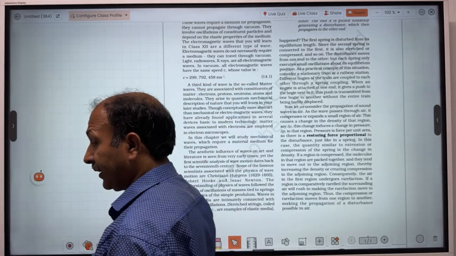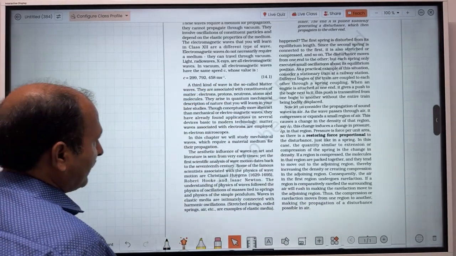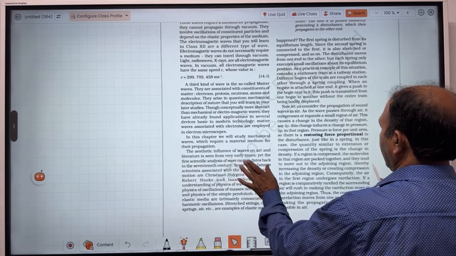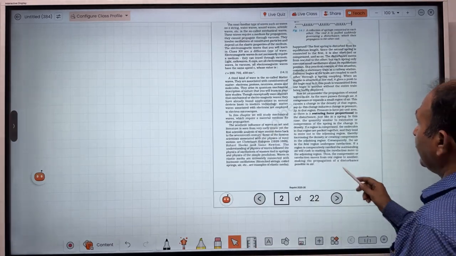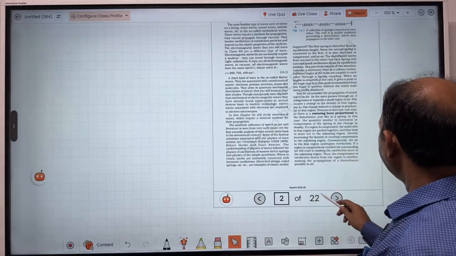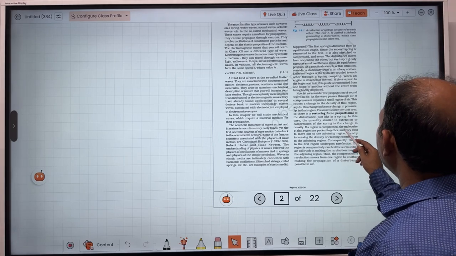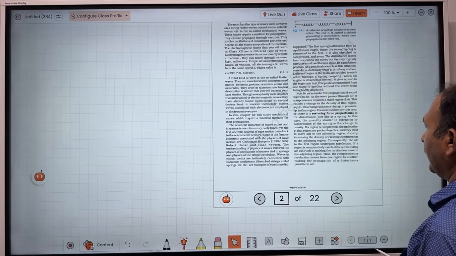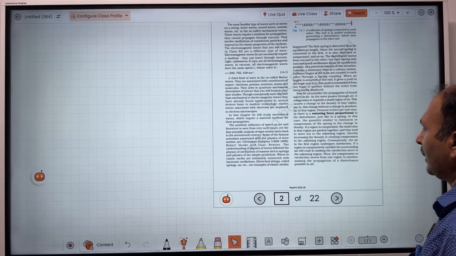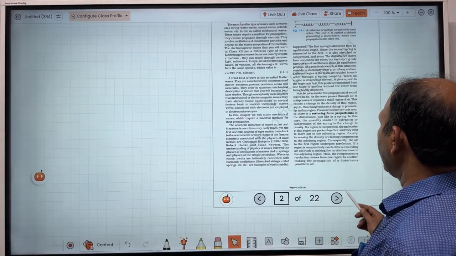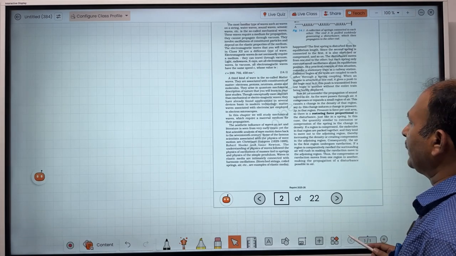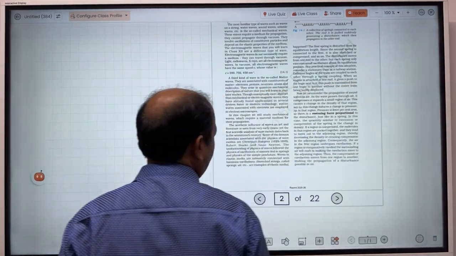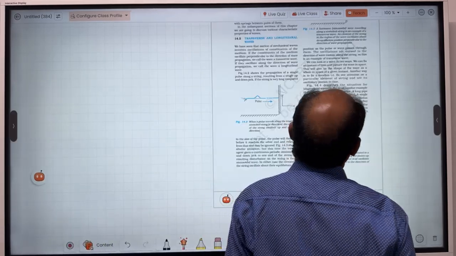Then if you remember, crest and trough in case of longitudinal waves, and compression and rarefaction also you have studied. So here we will study them one by one. Rarefaction means there is very less pressure and molecules are far apart, whereas in case of compression molecules are very close, that is, there is higher pressure.